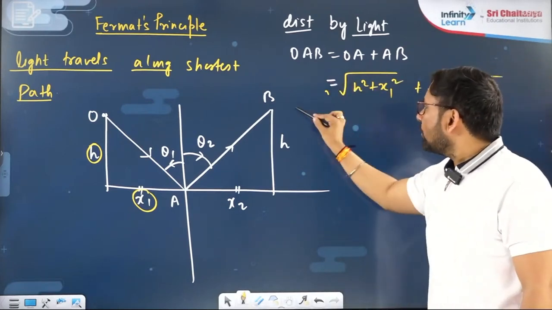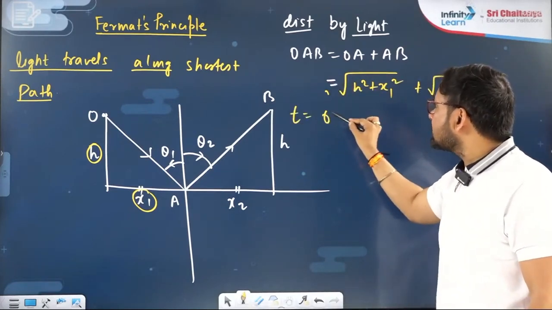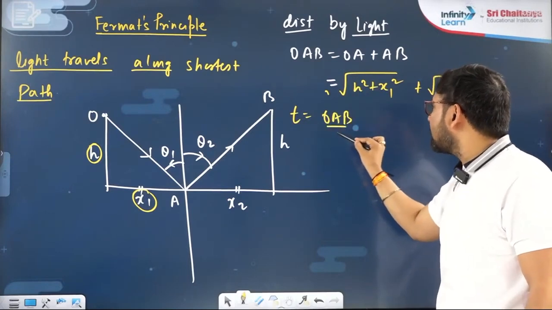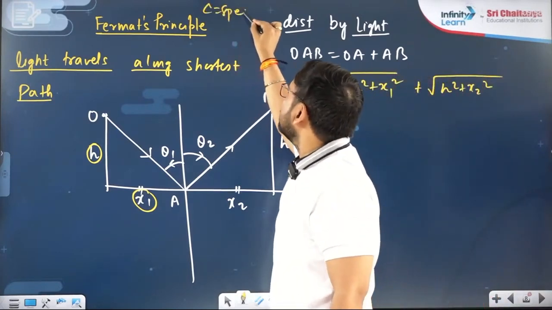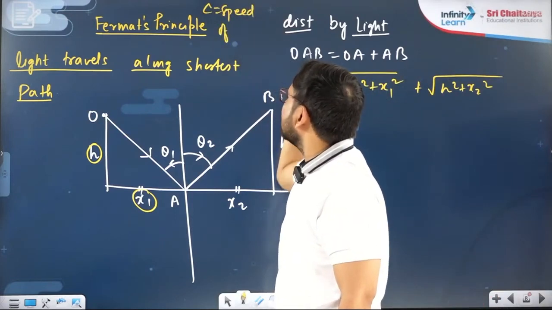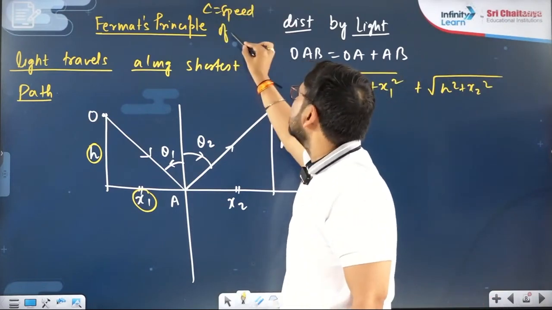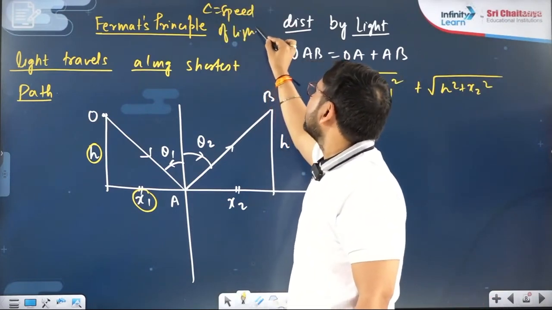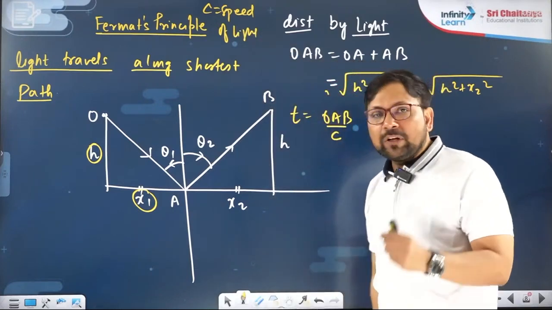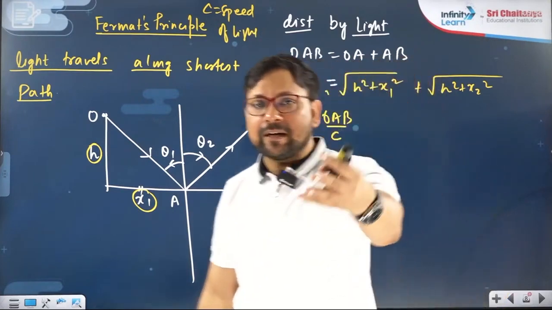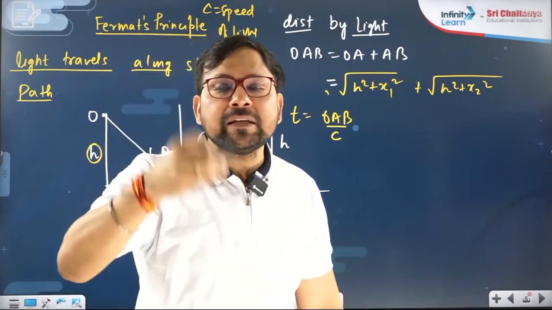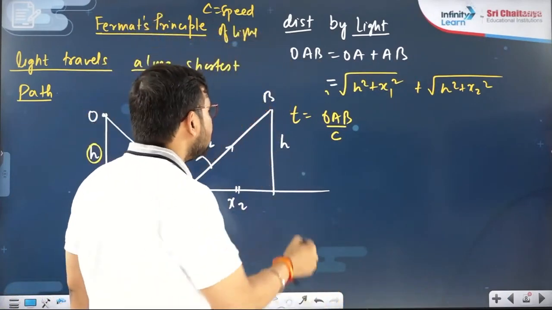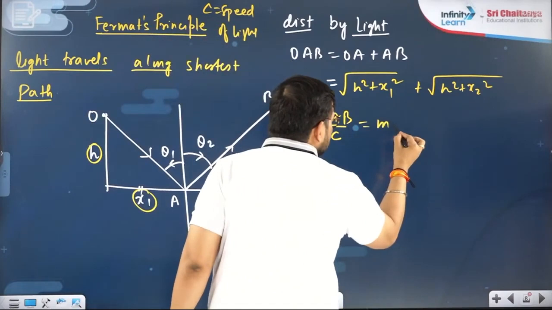That is the distance. What is the time? Time is distance divided by speed of light. I am taking c as the speed of light, and from basic kinematics we know time equals distance by speed. But that time will be the least time. Light will travel along a path that takes the least amount of time, so that time has to be minimum.